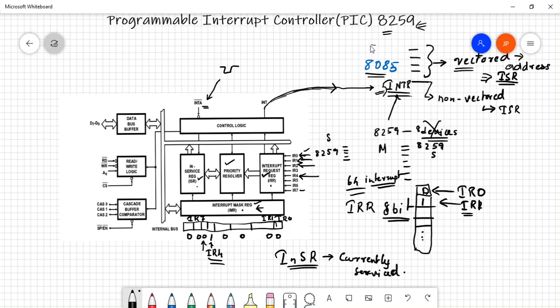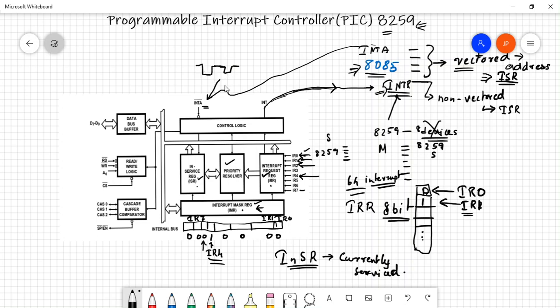So we have an INTA pin on 8085. This pin is going to be connected over here, and this pin will give the interrupt acknowledge signal. Once the interrupt acknowledge signal is given to 8259, 8259 is going to give the opcode of the interrupt. The first thing it does is give the opcode of the interrupt to 8085. Then the 8085 microprocessor gives the next interrupt acknowledge signal.